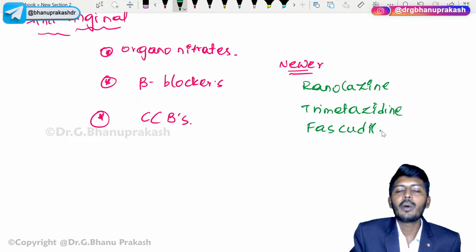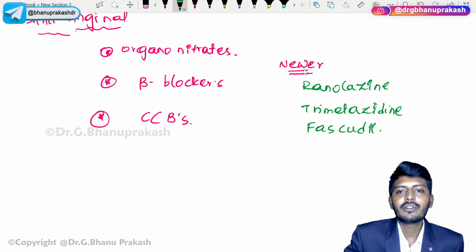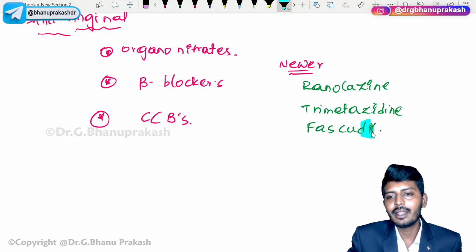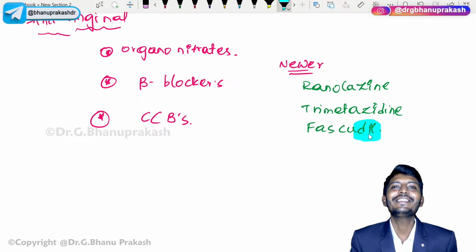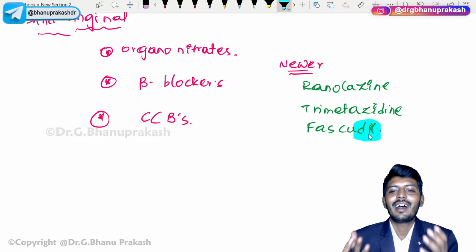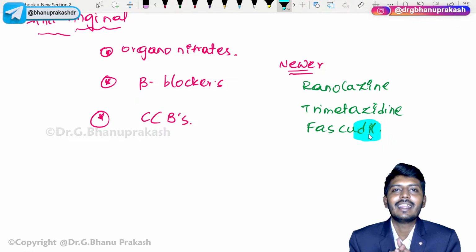Fasudil. Many students ask me, sir, how can we remember fasudil? We can remember it like this: in Hindi, dil means heart. The drug itself has a dil in the ending.